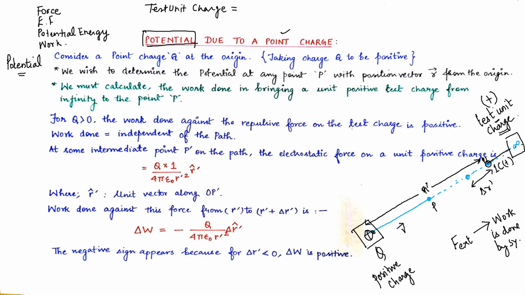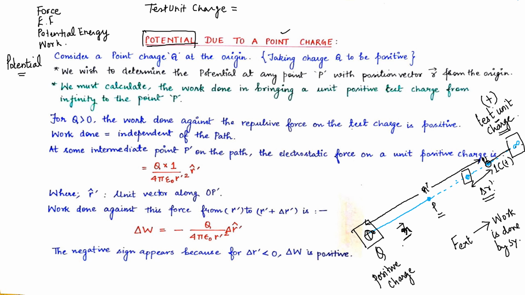We need to bring this charge to point P, but we are taking one intermediate position which is del R distance away, so that we can define it properly for a given small distance. Now from P dash to this some unknown number, the distance is del R dash. What is the distance from our charge Q to P? That is R, R vector. This is R.